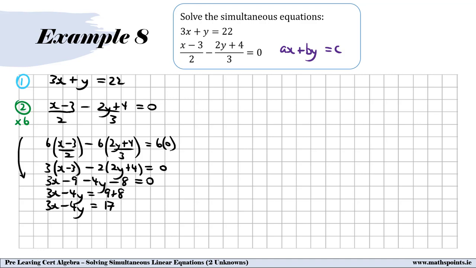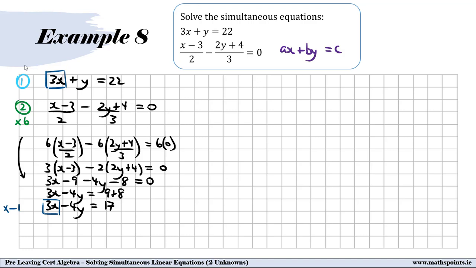We are now left with two equations in the right format, ax plus by equals c, and we have to decide what to multiply one or both of the equations by to eliminate one of the variables in the question. I can see that both equation 1 and equation 2, the manipulated version, have a 3x, and so if I multiplied either of those equations by -1, I'll be able to eliminate the 3x.